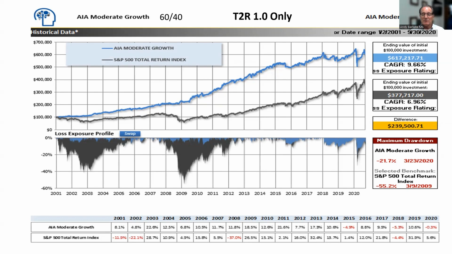Now, the same maximum drawdown for the AIA moderate index was about 21.7, and that was in 2020. So again, it cuts the volatility down, and by doing so, by taking out a lot of the loss, the gain takes care of itself, we believe.